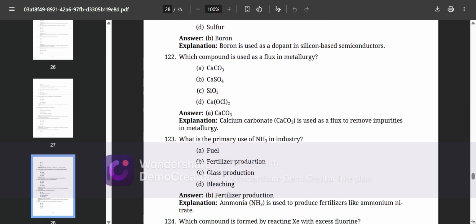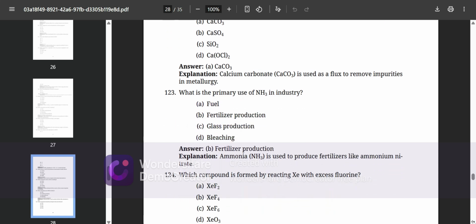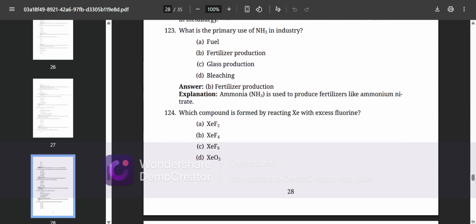Which compound is used as a flux in metallurgy? CaCO3, calcium carbonate. CaCO3 is used as a flux to remove impurities in metallurgy. What is the primary use of NH3 in industry? Fertilizer production. Ammonia NH3 is used to produce fertilizers like ammonium nitrate.